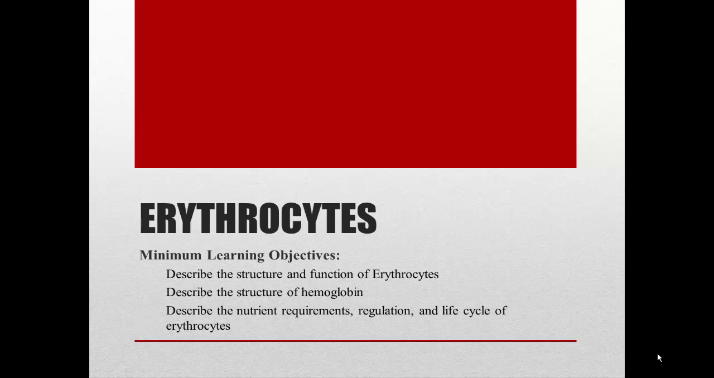All right, so in this video lecture, we're going to look at your erythrocytes or red blood cells. We're going to look at the structure and function of them, talk about the hemoglobin that's contained inside of them, and then look at what nutritional requirements are needed to make red blood cells and hemoglobin, how are numbers of erythrocytes maintained or regulated, and then what is the life cycle of an erythrocyte.